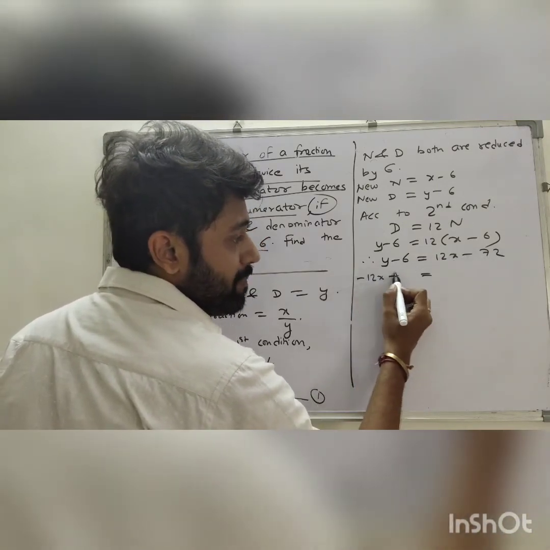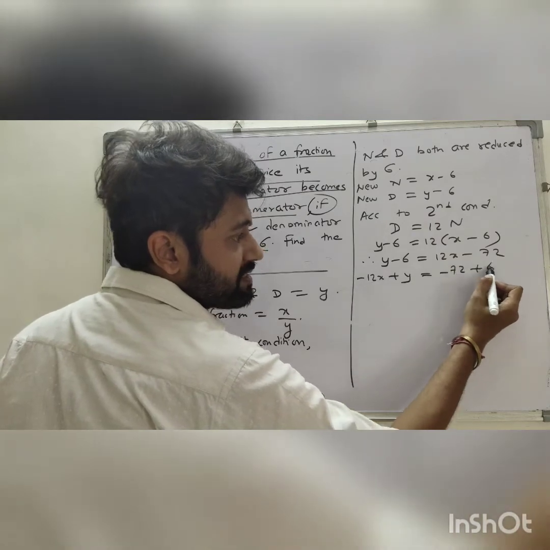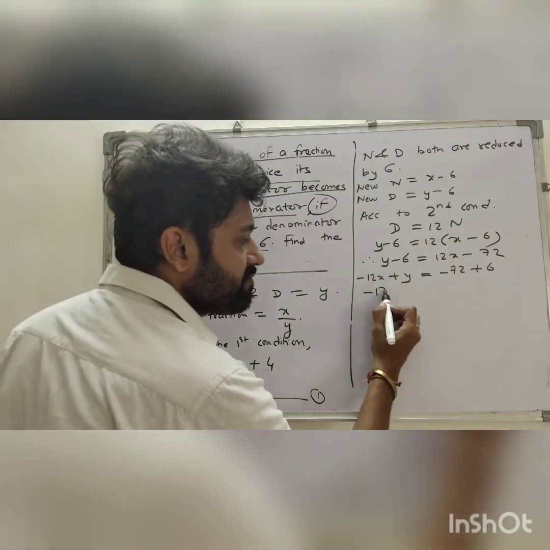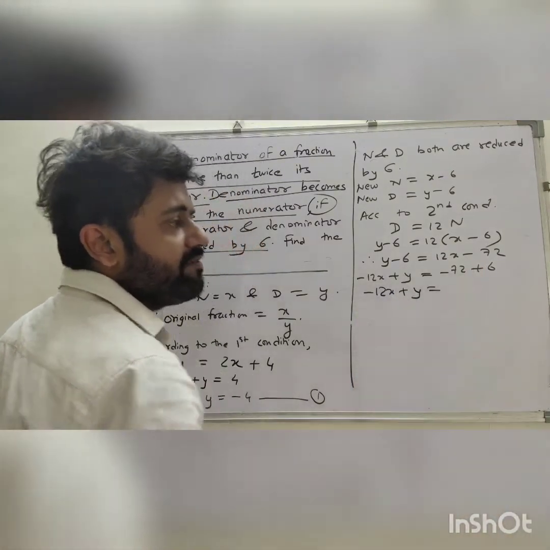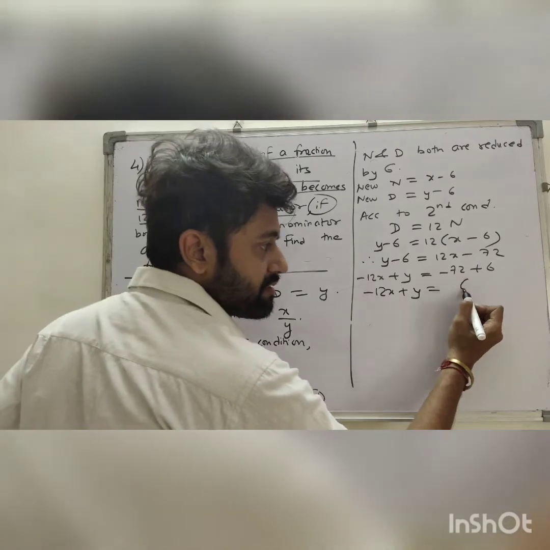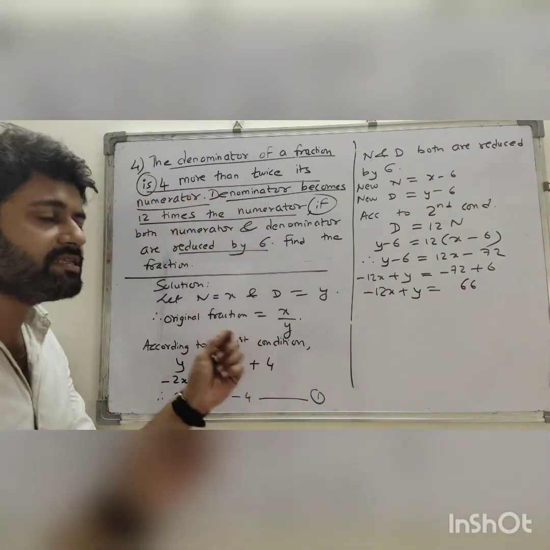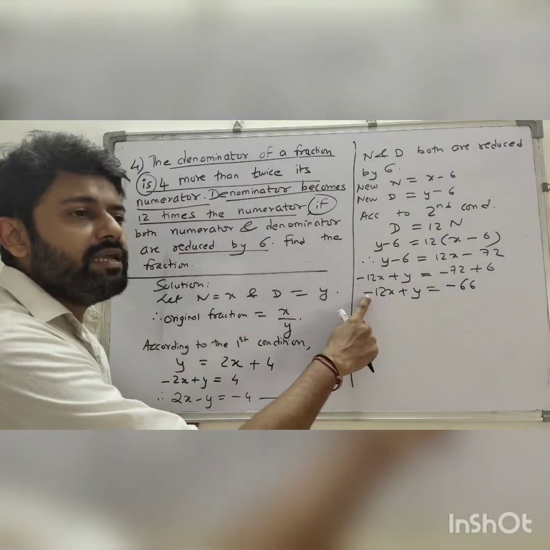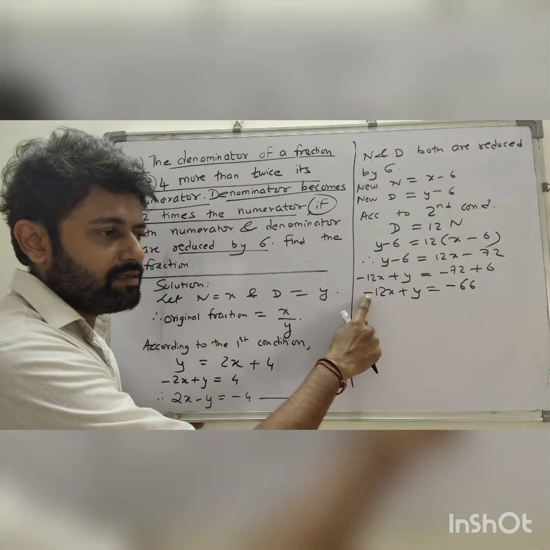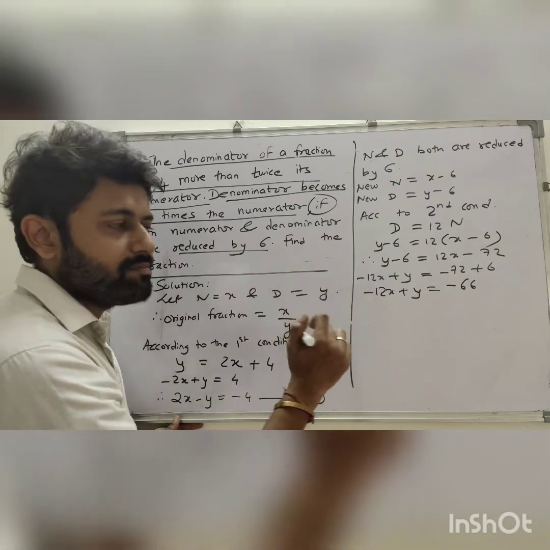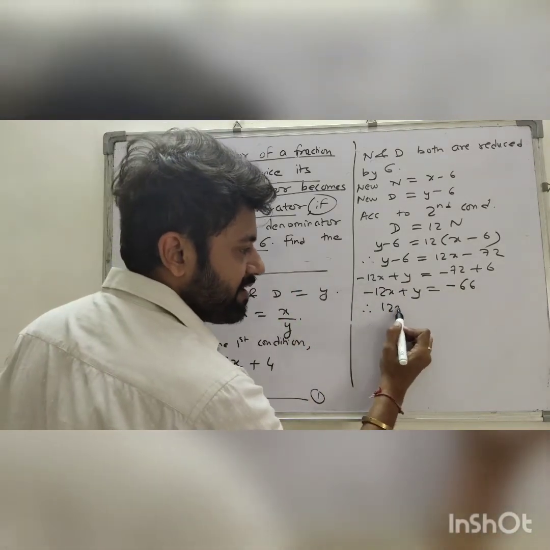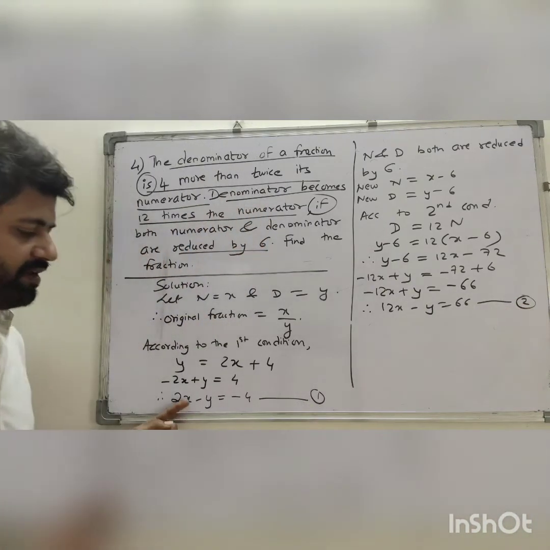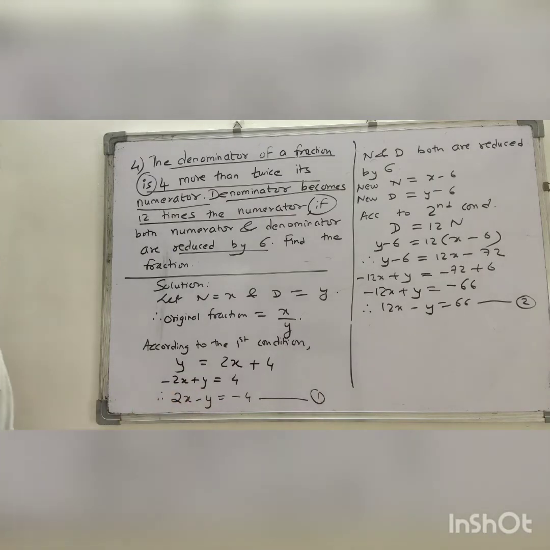Minus 12x plus y is equals to minus 72 plus 6, minus 12x plus y is equals to minus 66, because minus plus minus and sign of the greater number. Remember, in any equation, avoid minus sign in the first term. Change all the signs. Plus 12x minus y is equals to 66. Equation number 2. We are ready with 2 equations.